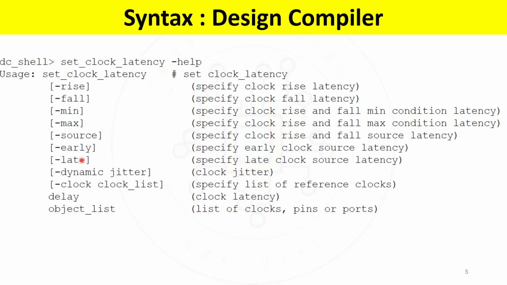Next, coming to early and late. Early is used for hold, and late is used for setup. So hyphen early specifies early clock source latency, and hyphen late specifies late clock source latency. Next is hyphen dynamic jitter, which is used to mention clock jitter. Next, hyphen clock followed by the clock list. We need to specify the list of reference clocks and the delay number, that is, the clock latency and the object list. The objects can be clocks, pins, or ports.